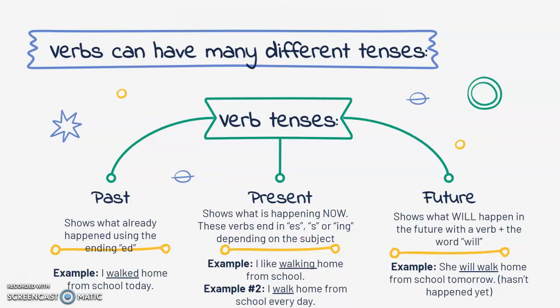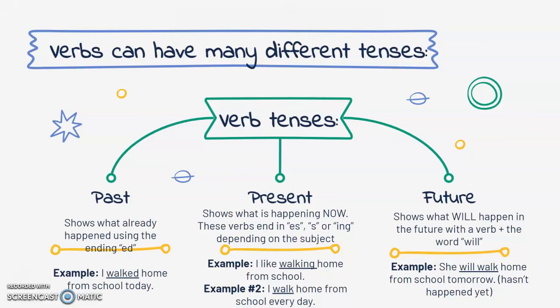And then there's future tense, which is not as common, but you will see it in sentences that we write or read. This shows what will happen in the future, and it usually is identified with the word will in front of any verb. My example is: she will walk home from school tomorrow. So it hasn't happened yet. It's going to happen in the future, and in this sentence it says it's going to happen tomorrow.